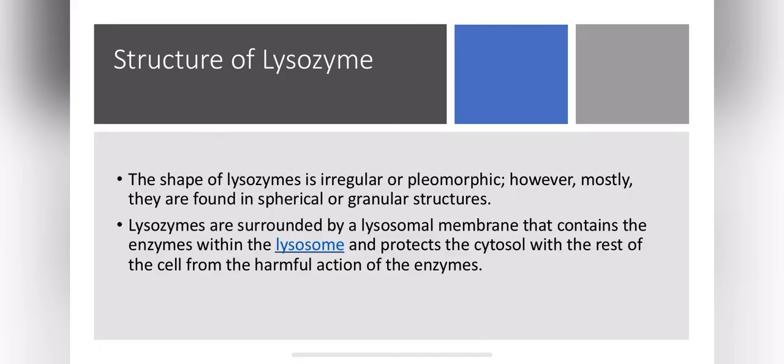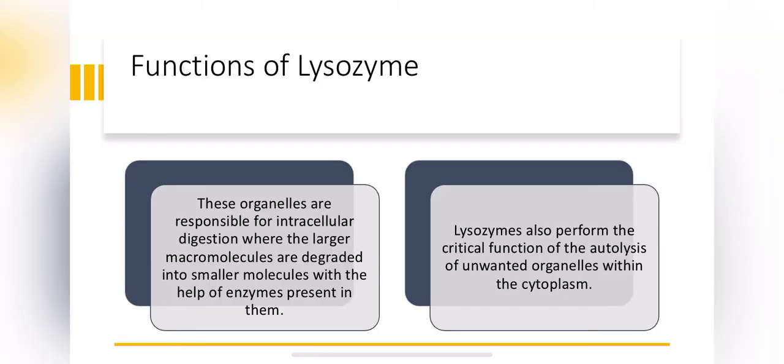Structure of lysosomes. The shape of lysosomes is irregular or pleomorphic, however, mostly they are found in spherical or granule structure. Lysosomes are surrounded by a lysosomal membrane that contains the enzymes within the lysosome and protects the cytosol and the rest of the cell from the harmful action of the enzymes. Functions of lysosomes. These organelles are responsible for intracellular digestion, where the larger macromolecules are degraded into smaller molecules with the help of enzymes present in them.